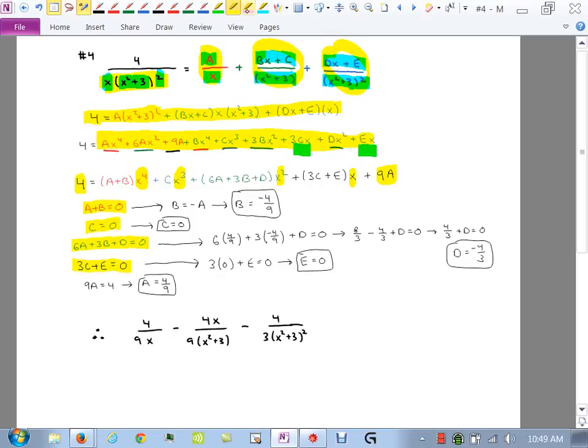And then this is the critical one. 9a is a number, and it must match the number on the left. That means 9a must be 4. That means a must be 4/9.